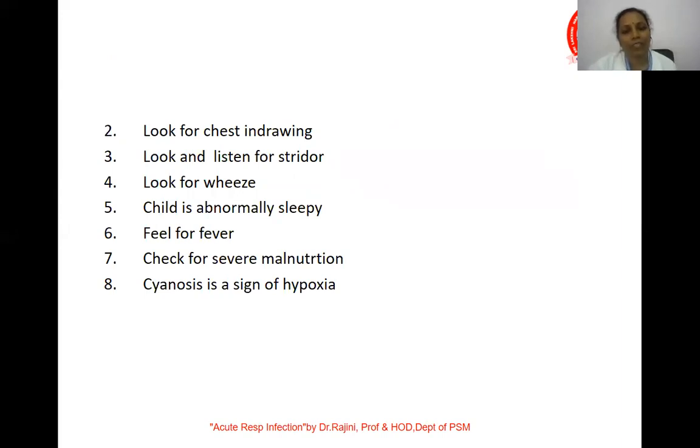And look and listen for stridor. The mother has to look and listen for stridor. They should hear any noise coming during breathing, inspiration or expiration. And look for wheeze. And check whether the child is abnormally sleepy. The child is not active and always tends to be sleepy and drowsy. Feel for fever and check for severe malnutrition and cyanosis in case of hypoxia. The child is not getting enough oxygen, so the child may have cyanosis. So check for this. All these signs and symptoms have to be checked.